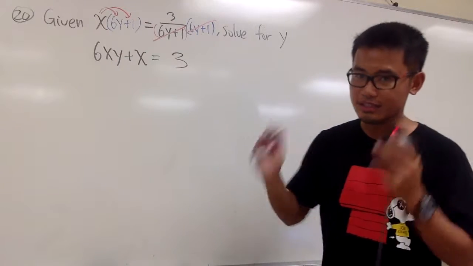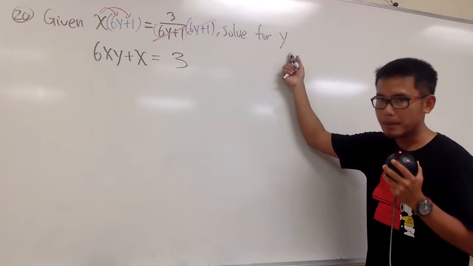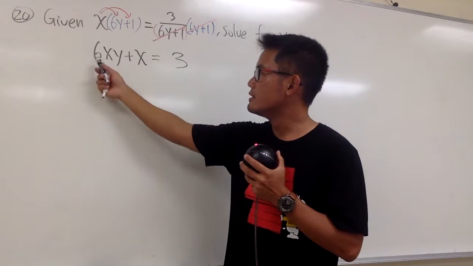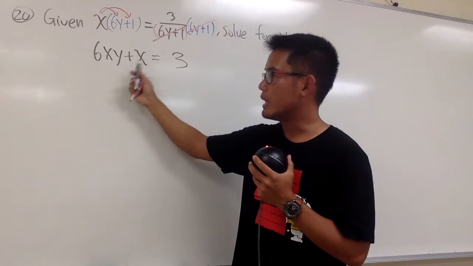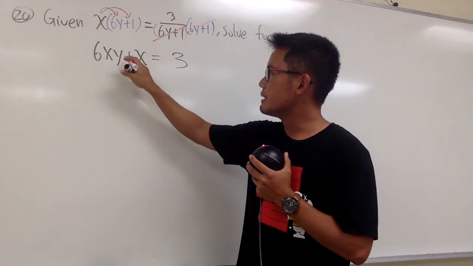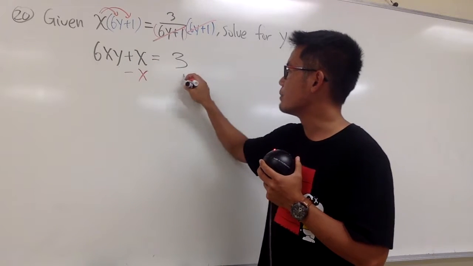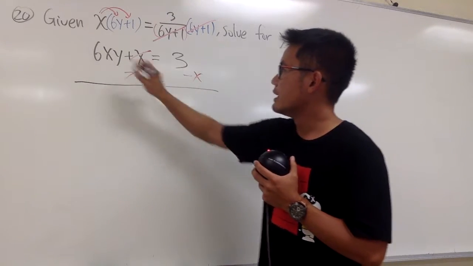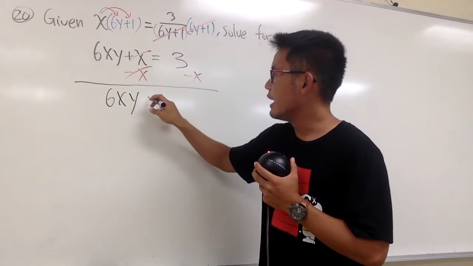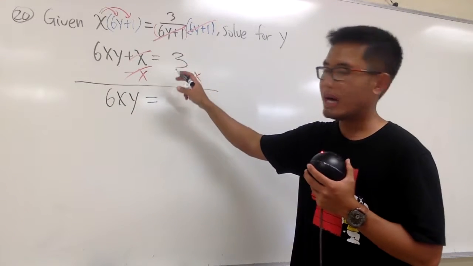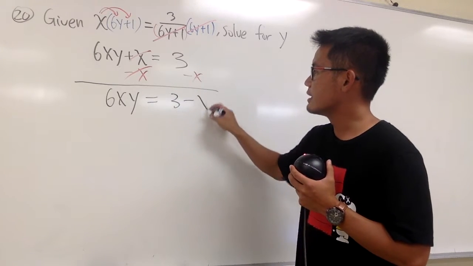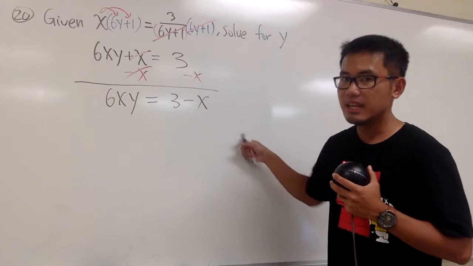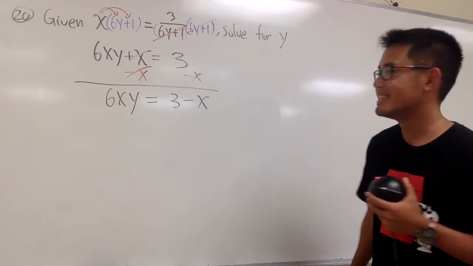No more fractions, that's good. Our goal is to get y by itself. Y is right here. This is the only y that we have now: 6xy and then plus x. We have to get rid of the x first. This is the plus x, so we are going to subtract x on both sides. Cancel, cancel. And you see, we will have 6xy equal to 3 minus x. Let's put it down in this order, okay? Or you can also write it down as negative x plus 3, up to you.